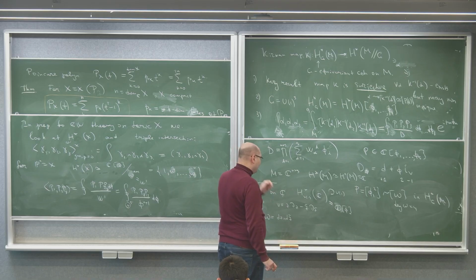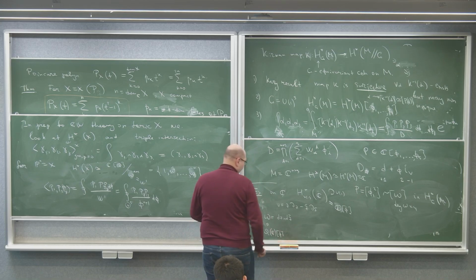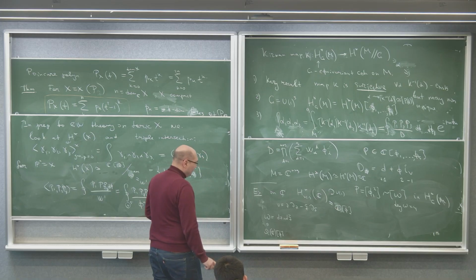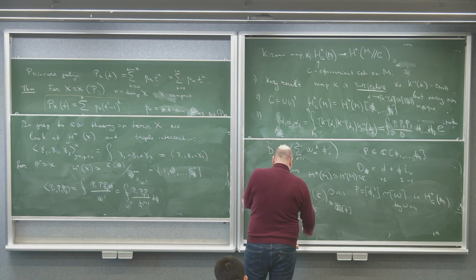So for any kind of two form, this two form belongs to kind of differential forms from C, with coefficients in phi. So the phi dependence is trivial. But then I can turn this two form into some polynomial that corresponds to phi.